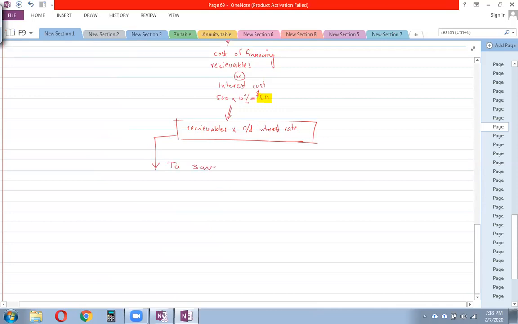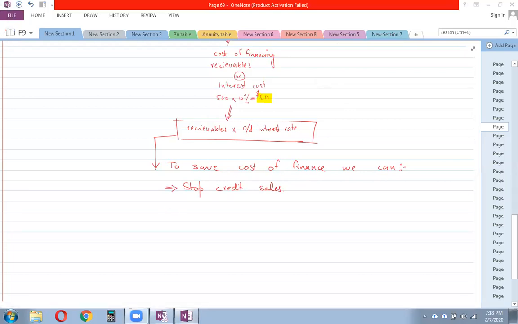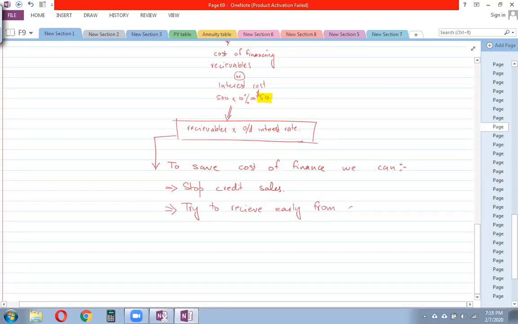to save cost of finance. We can, number one, stop credit sales, right? You just sell on cash, but sometimes it's not going to be a very good option because you want to sell and survive in the market also, right? Or try to receive early from customers.